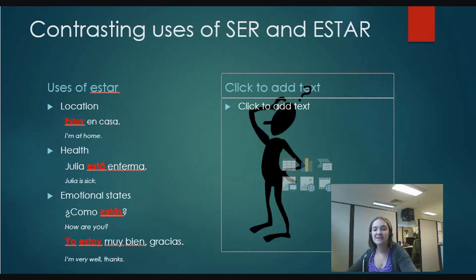Emotional states: ¿cómo estás? How you doing? And that's where you tell me, oh, I'm feeling good or I'm doing bad. And then there's also other uses, like the present progressive. It's a tense that we're going to get to later on in the course, but for now, these three are the ones we're going to be using the most often.